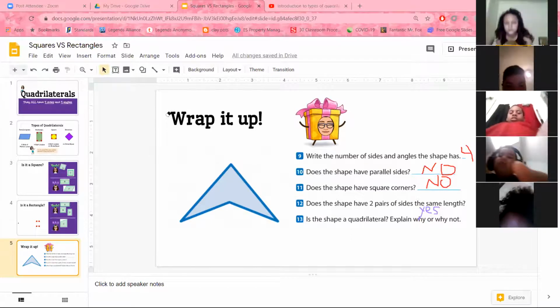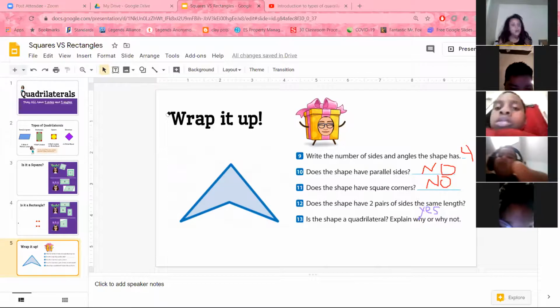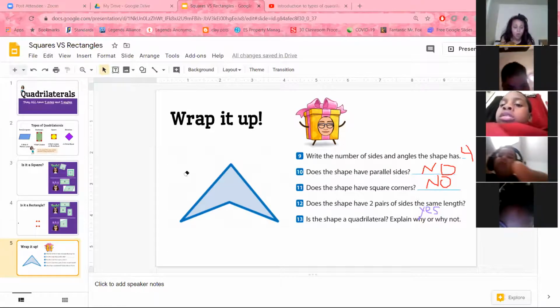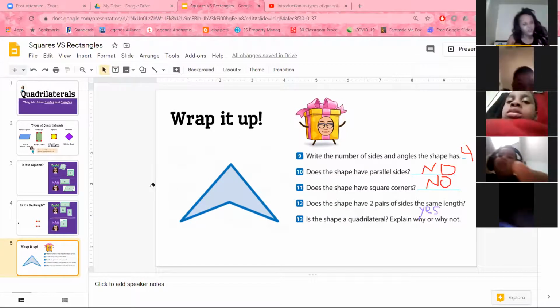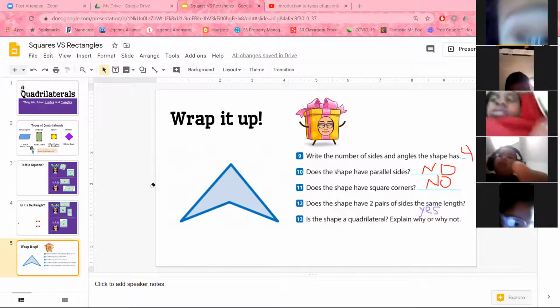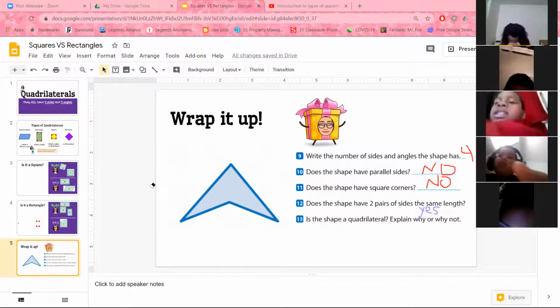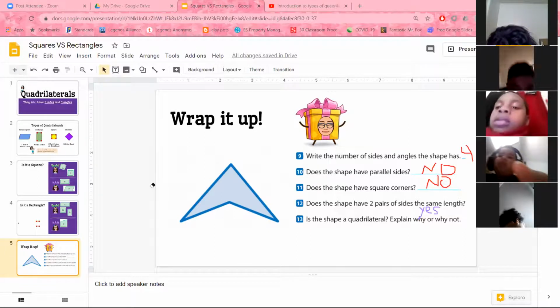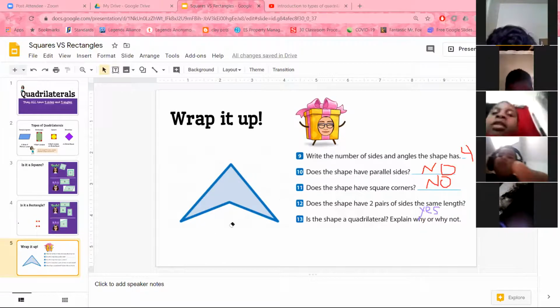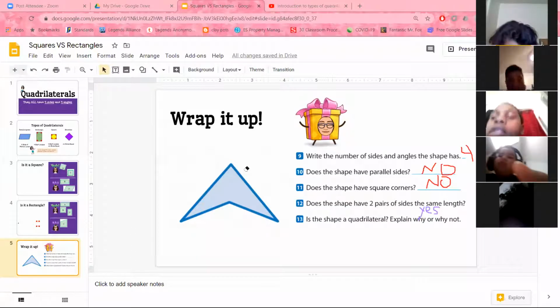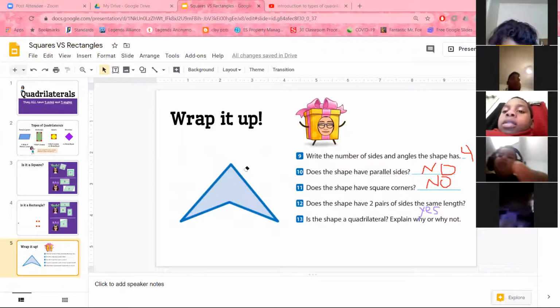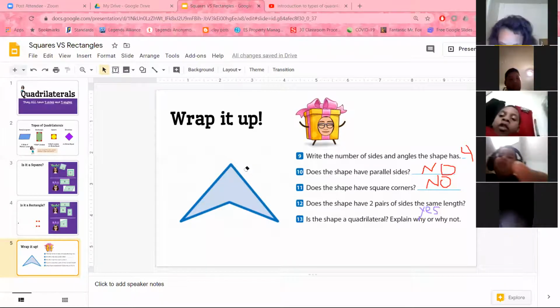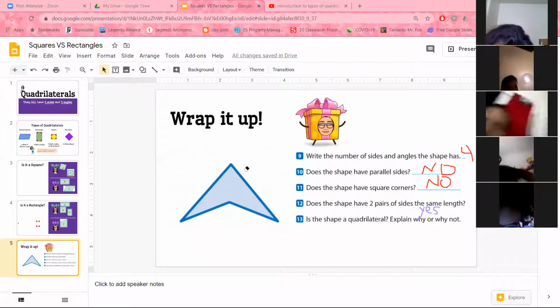Let's see who else said yes. Let's go with someone else who we haven't heard from in a while. So Nikayla says yes because the sides are the same length. Let's hear someone else why they also said yes. Have we heard from JV? You said yes. So why did you say this is a quadrilateral? Because it has 4 sides and 4 right angles.